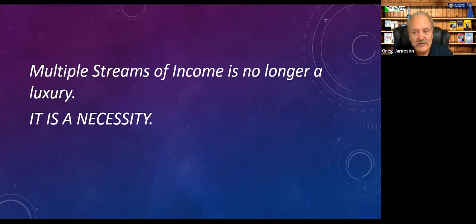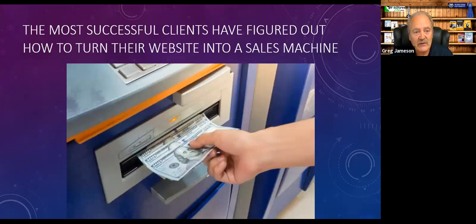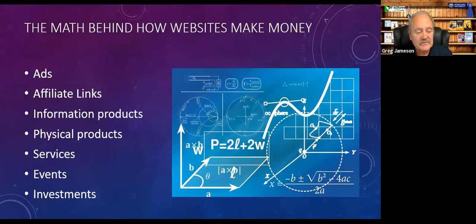The most successful clients that I have figured out how to turn their website into a sales machine. They have multiple streams of income on their website, and these can include some of the things that you see up here. Ads might be things like Google AdSense, paid directories, multi-vendor sites, or renting out internal pages on your website. They might be affiliate links. These are both links to somebody else's products and services on which you get paid a commission, as well as having your own affiliate program where you pay out commissions to people who send traffic to your website.